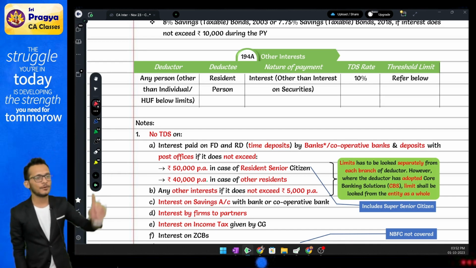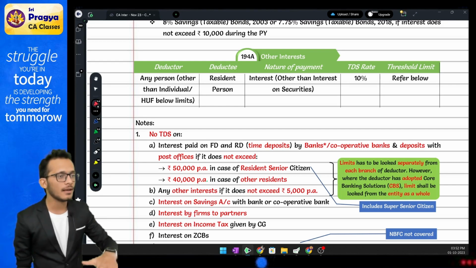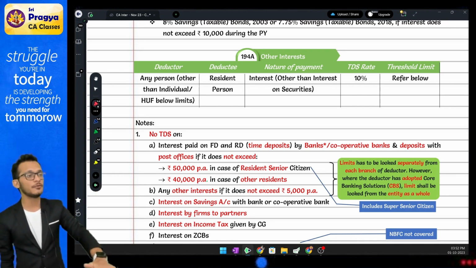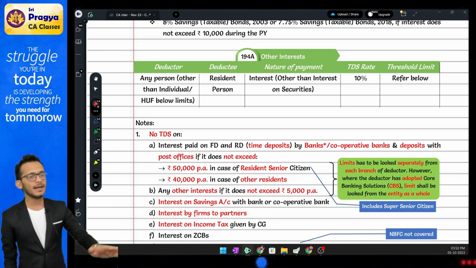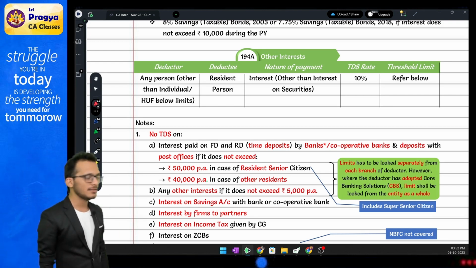Now when you are looking at this 40,000, 50,000 and 5,000, the rules say that if the bank has a CBS, core banking solutions, you have to look at this 40,000 limit for the whole of the bank. If the bank does not have a CBS, you have to look at it per branch. This is what the rules say.